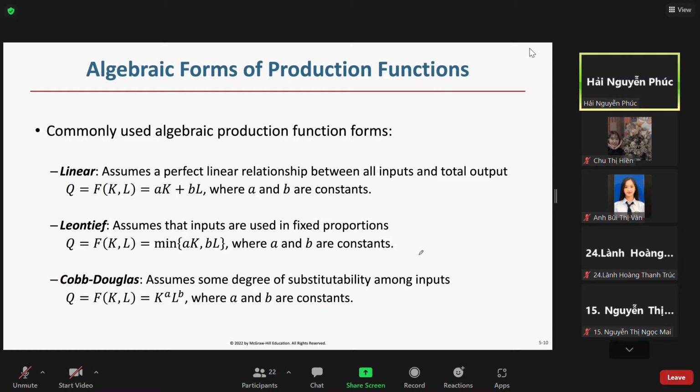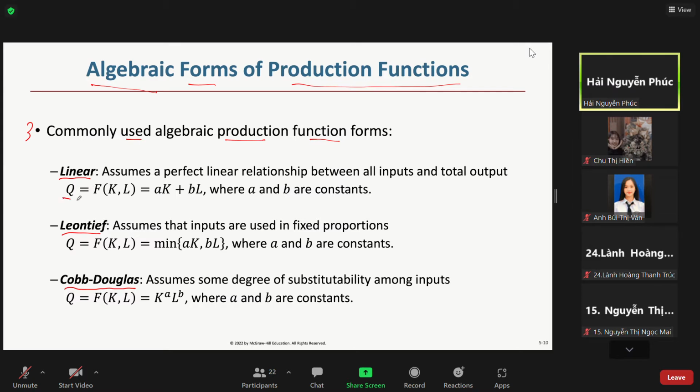Here we have the algebraic forms of production function. There are three commonly used algebraic functions to discuss about the production of the company. Namely, the first one is called the linear function. The second one is called the Leontief function. The third one is called the Cobb-Douglas function. The linear function has the following form.